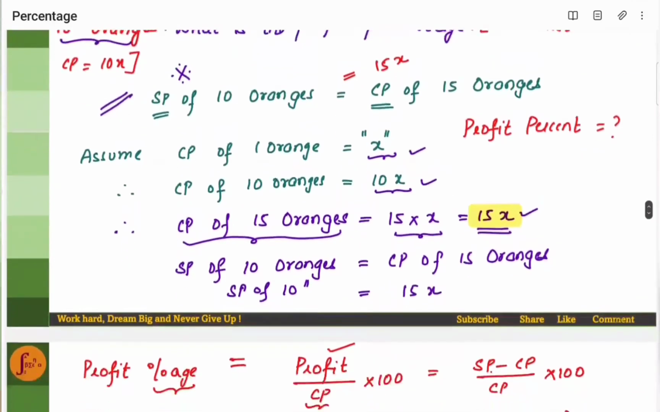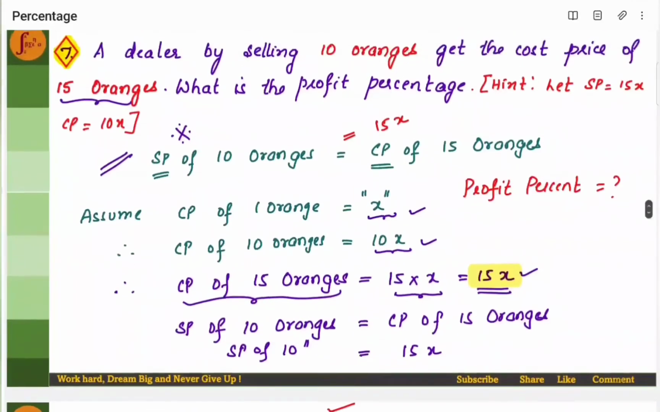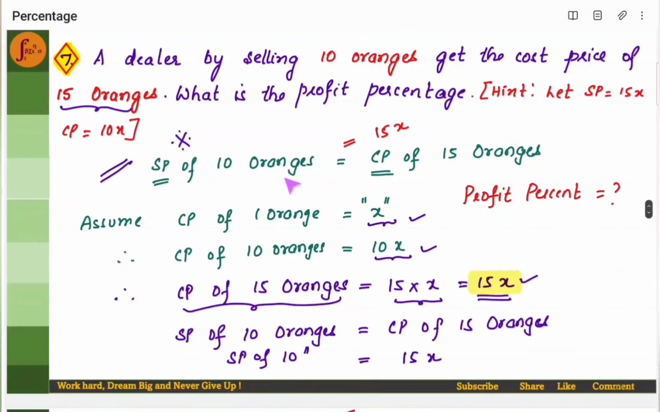Now you might have a question. Why shouldn't I put 15x? Why should I put 10x? Because here we are finding profit on what we have sold. We cannot find profit on 15 oranges because he has sold only 10 oranges. Correct? He has sold only 10 oranges. So obviously the profit is going to be on 10 oranges, not 15 oranges.